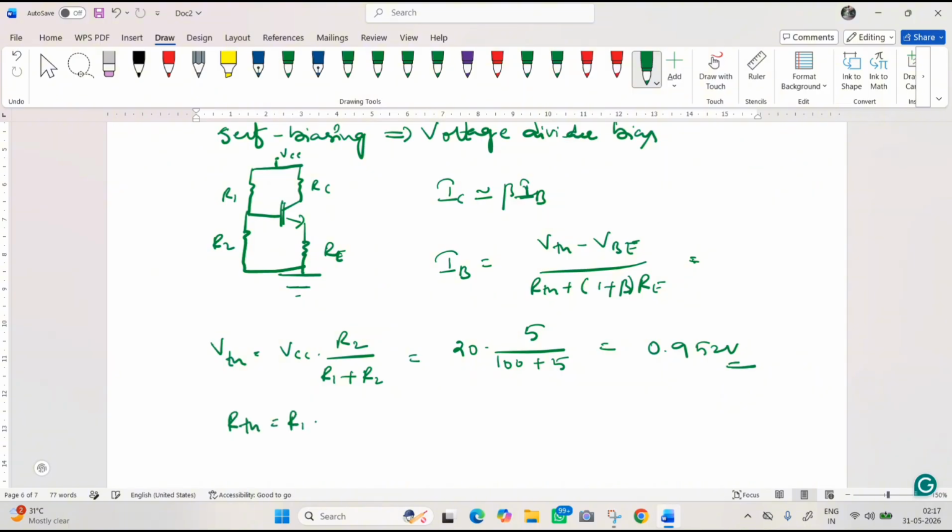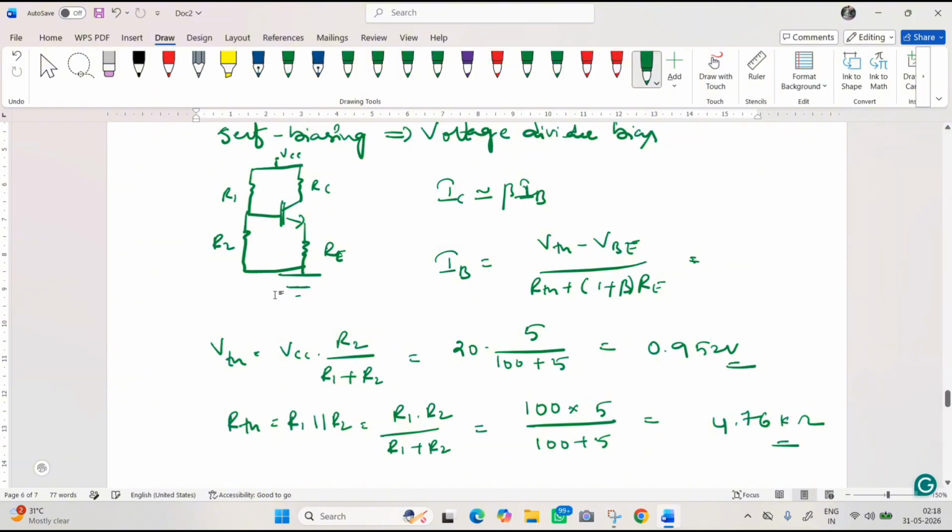That is, R1 is in parallel with R2. That is R1 into R2 divided by R1 plus R2. This R1 value is given as 100, into R2 value which is given as 5, divided by 100 plus 5. If you solve this one, you'll get somewhere around 4.76. This is in kilo ohms.